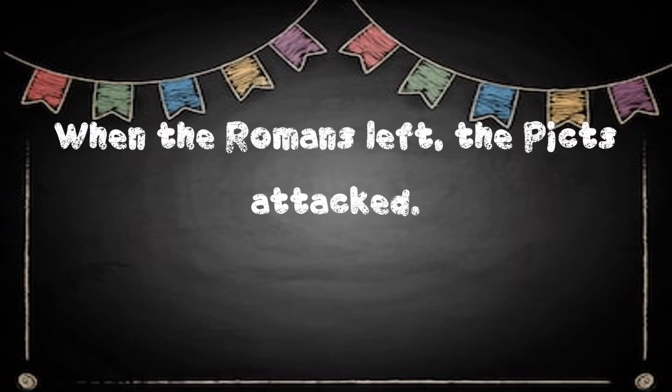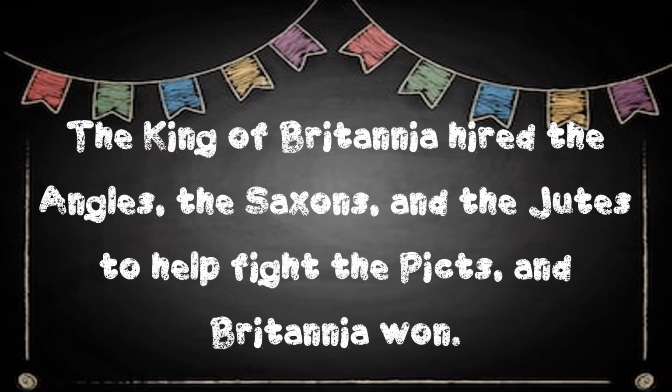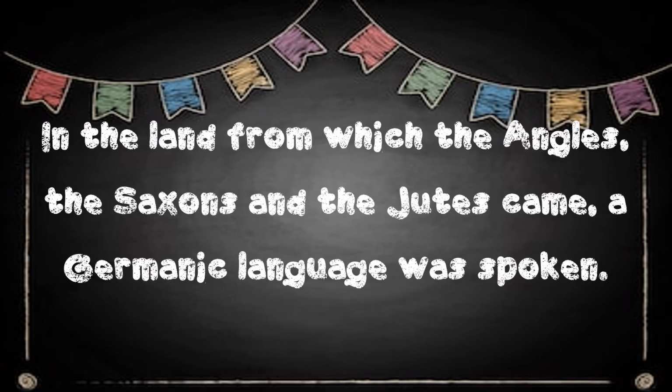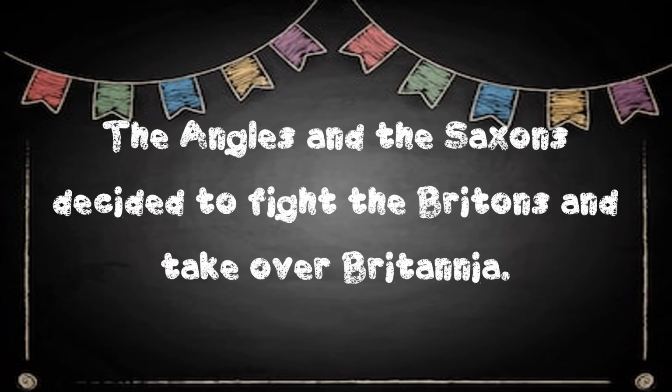When the Romans left, the Picts arrived. The king of Britannia hired the Angles, the Saxons, and the Jutes to help fight the Picts, and Britannia won. In the land from which the Angles, the Saxons, and the Jutes came, a Germanic language was spoken.